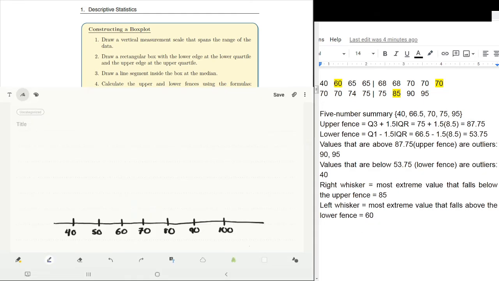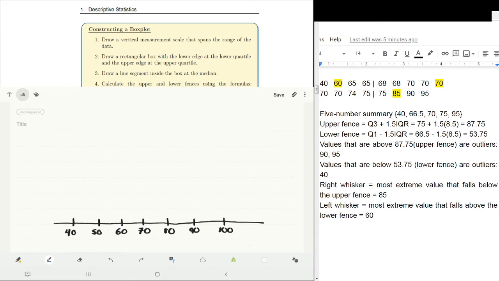So now we can construct our box plot. Box plots can be drawn horizontally or vertically, and for this example we will draw it horizontally. So we will first draw a horizontal measurement scale that spans the range of the data. Next, we will draw a rectangular box where the edges are at the first and the third quartile.